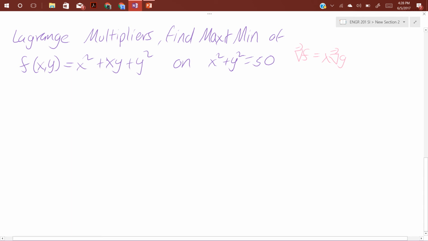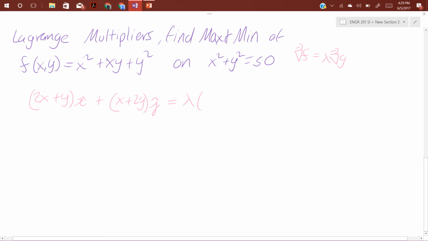So when we do this del f equal to lambda del g, we're making two equations. It's because we only have x and y. If we had z in this, then we'd make three equations from just this equation here. So in order to find del f, we would just find f of x i and f of y j. So it'd be 2x plus y i plus x plus 2y j, and this would be equal to lambda.